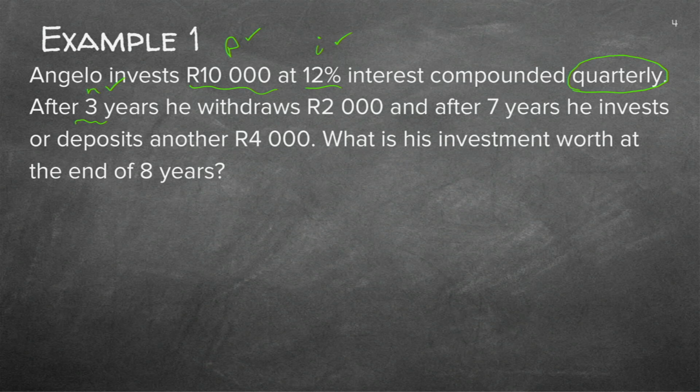Now, after 3 years, he withdraws 2,000 Rand. And after 7 years, he invests or deposits another 4,000. What is the investment worth at the end of 8 years? Oh, so that is not your N. You see, that's why in the beginning I said maybe I should not immediately, but I'm going to do it. I'm just going to take that one off to make sure you understand that this problem is about the end of 8 years. The end of 8 years.